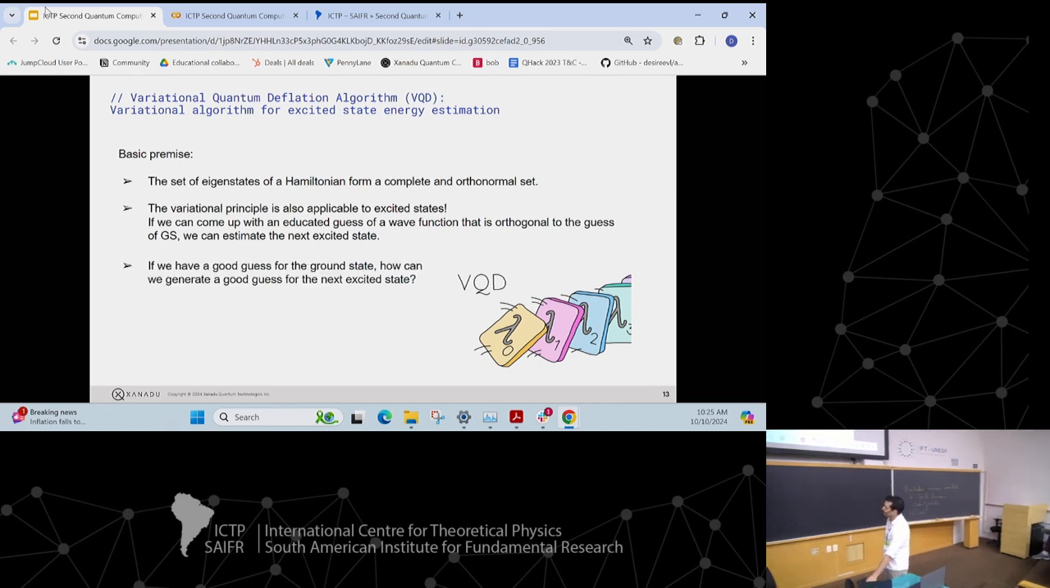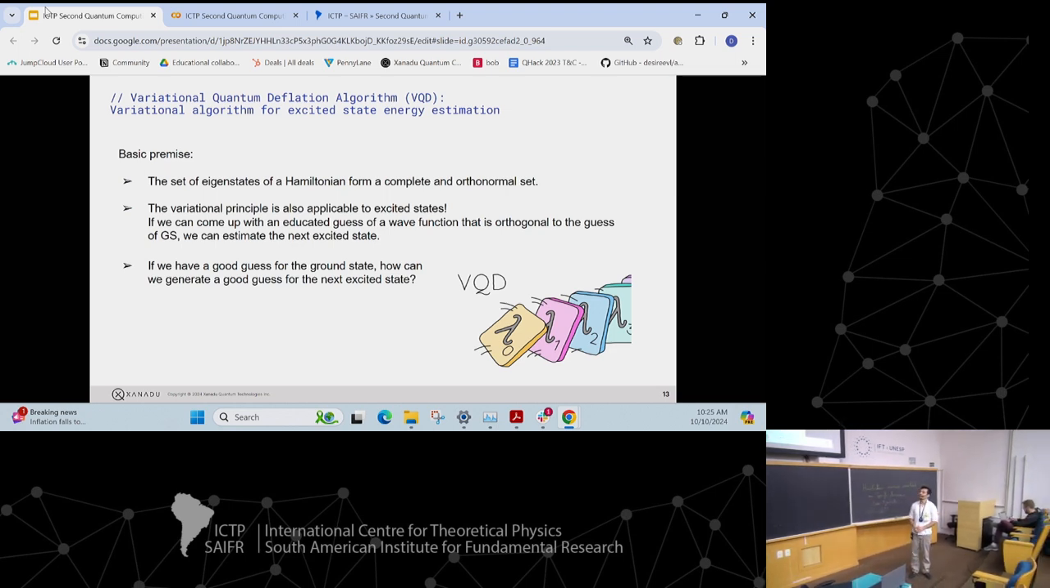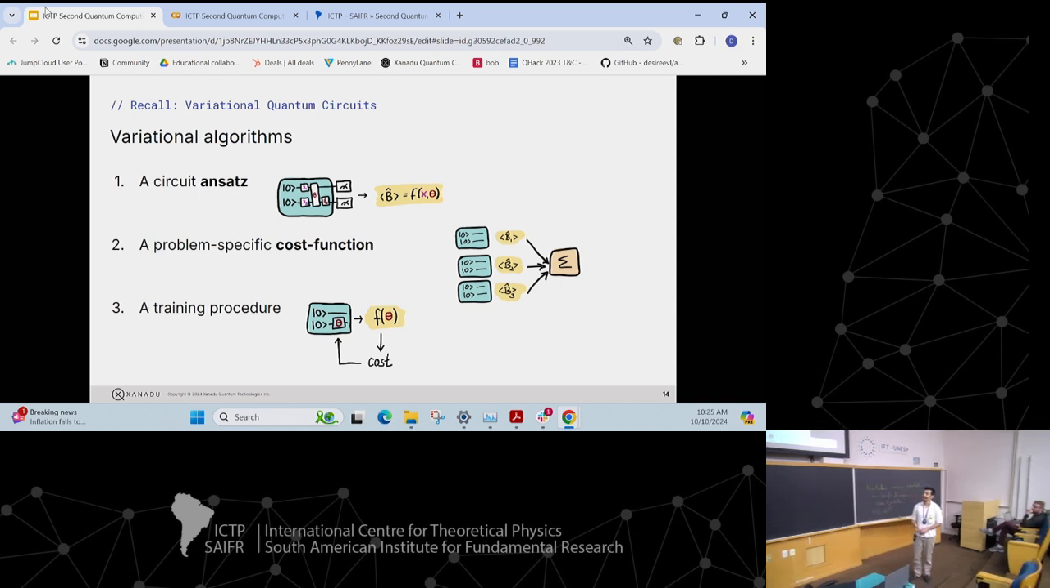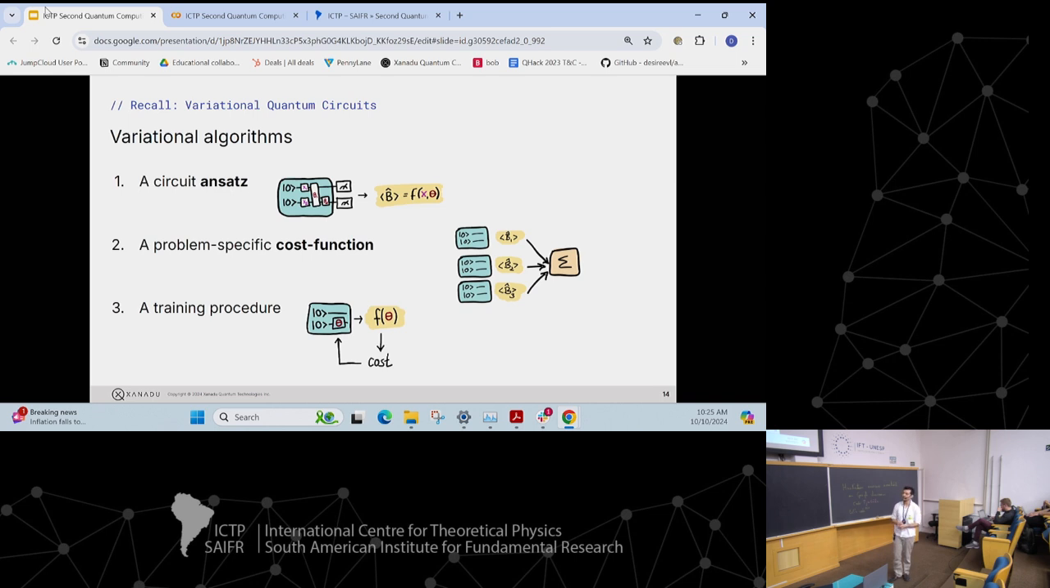So the idea then is to come up with a way of making a good guess for the excited state using the knowledge you have about the ground state. And in practice, there are several ways of doing this. The most trivial one is doing something like a Gram-Schmidt method, where you can build out an orthonormal basis set. Another way of doing it is through variational algorithms, which again, you build up a circuit ansatz. The ansatz is always going to change depending on your problem. Along with that, a problem-specific cost function and a training procedure.